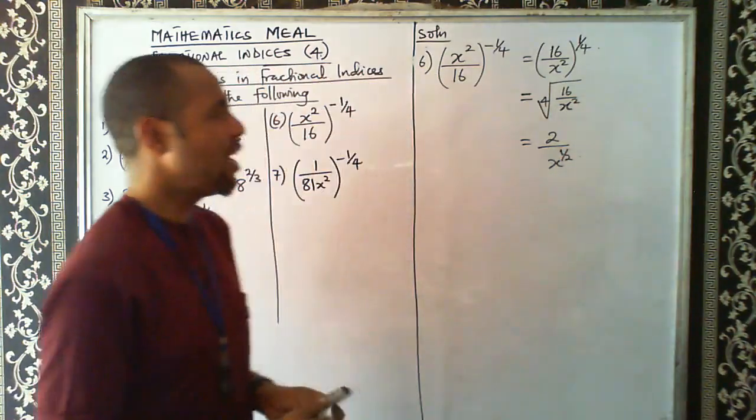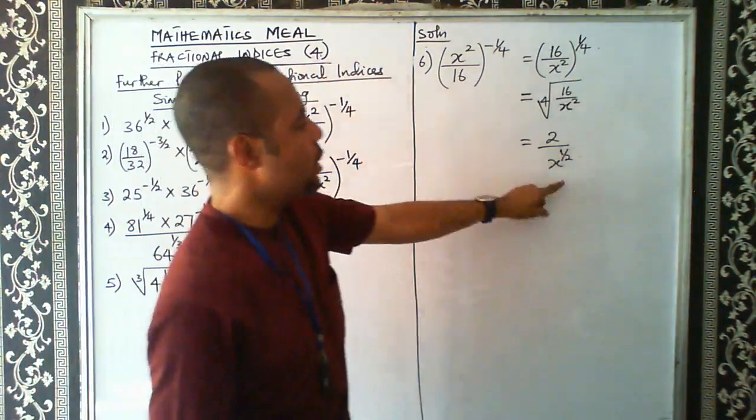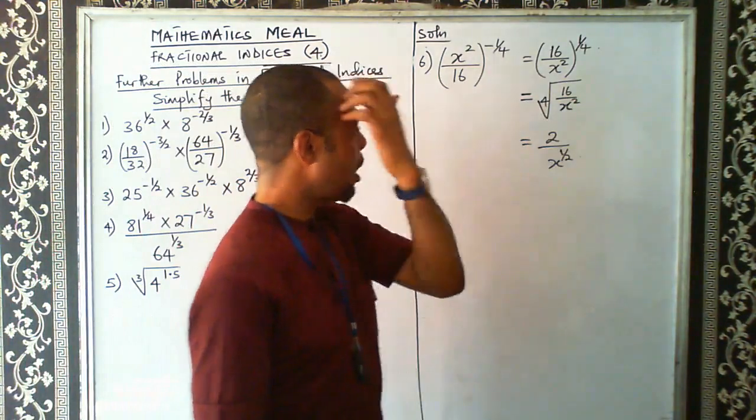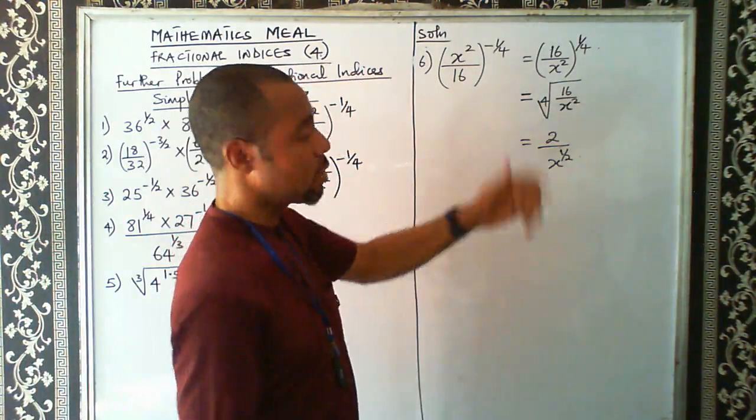So 4th root of x raised to power 2 is x raised to power half. 4th root of 16 is 2. 4th root of x raised to power 2 is what? x raised to power half.